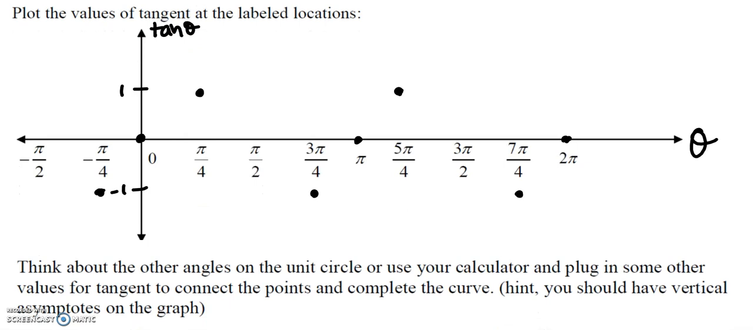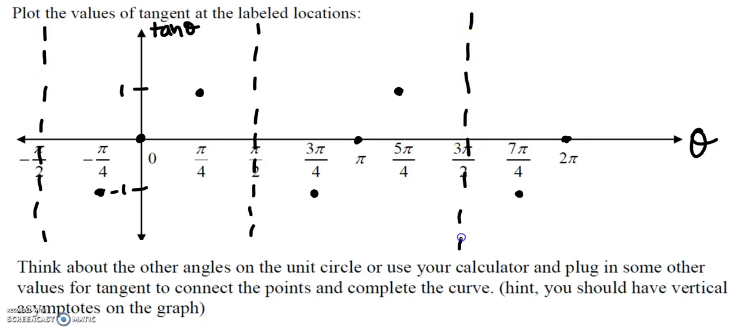Think about other angles on the unit circle, or use your calculator and plug in some other values for tangent to connect the points and complete the curve. Hint, you should have vertical asymptotes on the graph. Well, vertical asymptotes are going to happen whenever we have undefined values. So that means I have a vertical asymptote at pi over 2, negative pi over 2, 3 pi over 2.